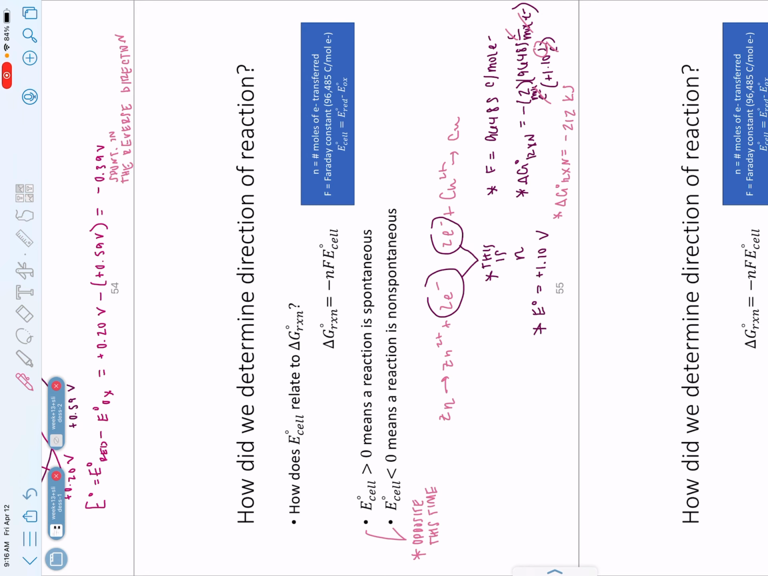There's a number we're used to seeing, right? We're used to dealing with numbers in terms of kilojoules. Spontaneous. We've set up our battery in the right direction. It's going the correct way. Questions about that?